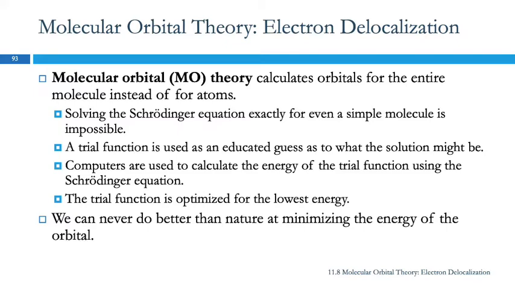Schrodinger's equation cannot be solved exactly, so they use a trial function as an educated guess and see how close that is, and then they tweak it and go around and around in this iterative method to find the best function with the lowest energy. So we're trying to imitate nature, but nature is much better than we are. And so we're never going to get the perfect orbital, but we can get close enough.